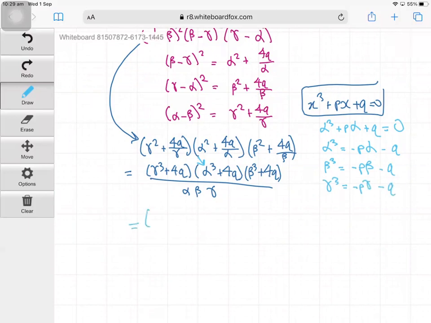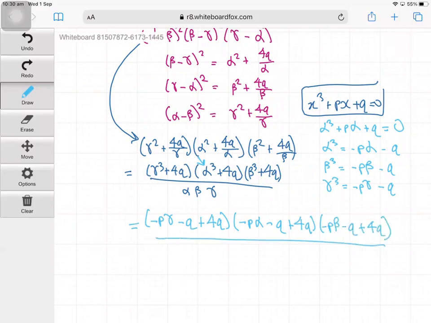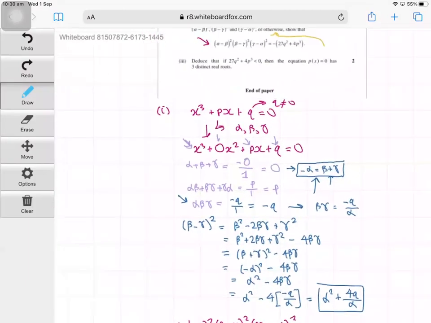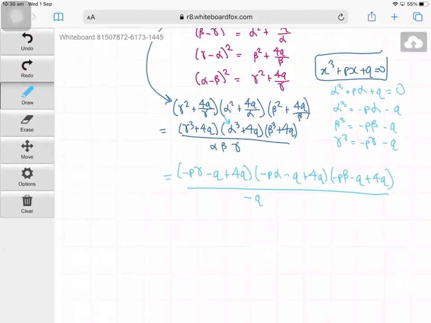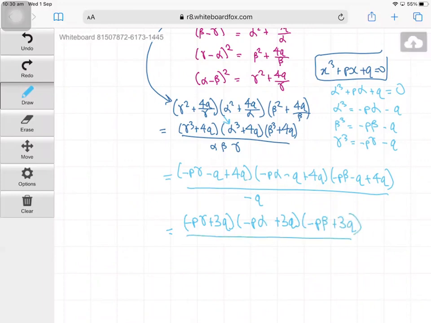So we can substitute all of those expressions in, and we have minus p gamma minus q plus 4q, times minus p alpha minus q plus 4q, times minus p beta minus q plus 4q, divided by, remember from earlier, alpha beta gamma was equal to minus q. That was minus q. Now we have minus p gamma plus 3q, minus p alpha plus 3q, and minus p beta plus 3q, divided by minus q.